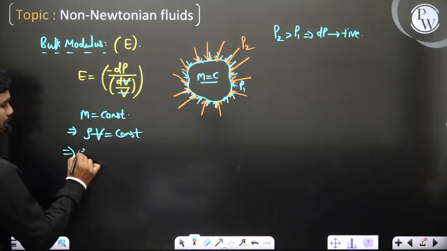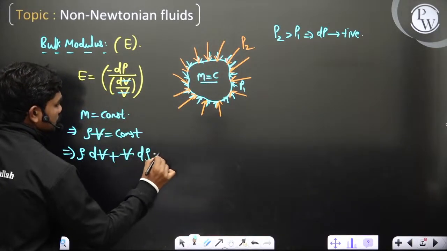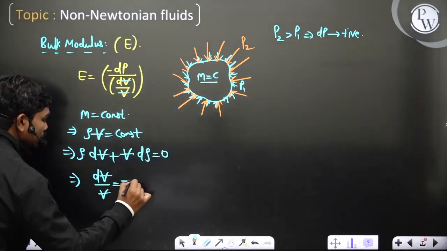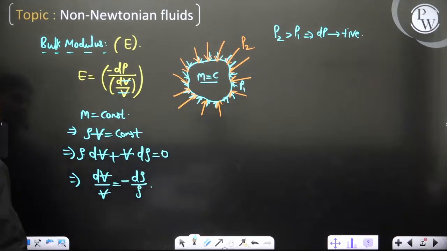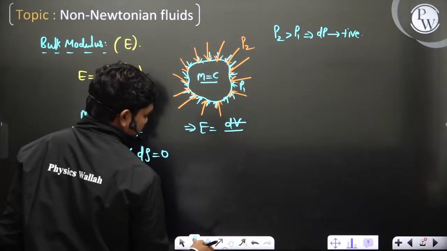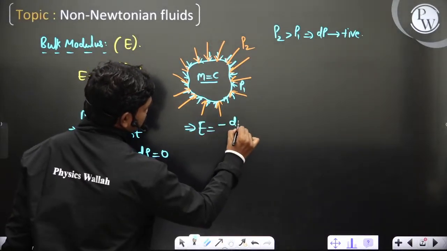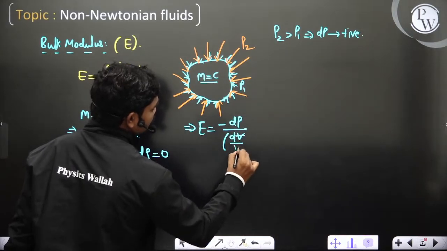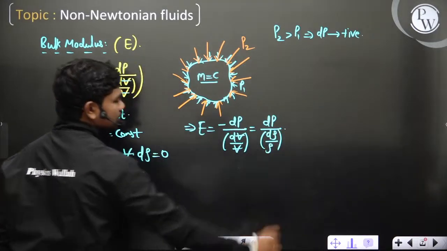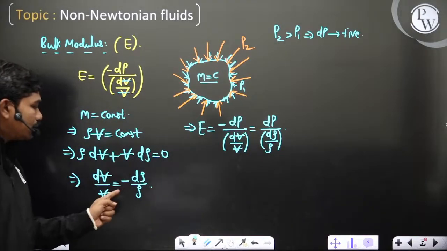Now if you differentiate both sides, first function into derivative of second function plus second function into derivative of first function is equal to derivative of constant, which is 0. You can see dV by V can be replaced with minus d rho by rho, obviously. If you replace this here, the same expression for bulk modulus will give you E is equal to minus dP by dV by V, which is also the same as dP by d rho by rho here. Okay, so this is what we have. The main thing here is, obviously, the minus sign won't be there because this mathematically eliminates the minus sign.